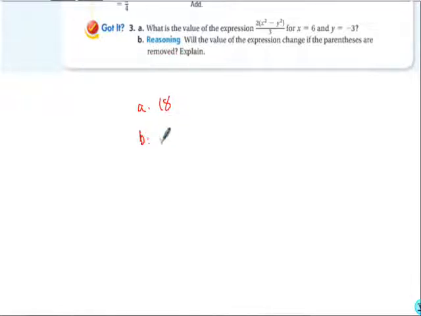For B, will it change if the parentheses are removed? Yeah, it does, because with the parentheses there, we can distribute and get 2x squared minus 2y squared. With no parentheses, it would just be 2x squared minus y squared, and those are not equal. So that's the difference there.